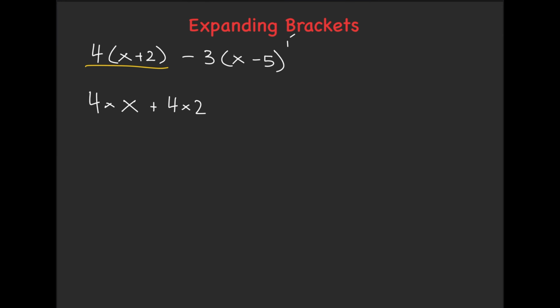And now moving on to the second brackets. Now the important tip here, the trick that a lot of people might fall into, is forgetting about this minus sign next to the 3. Now this minus sign means every term on the inside of the brackets needs to be multiplied by minus 3. So to begin, minus 3 times x. So plus minus 3 times x plus minus 3 times minus 5.